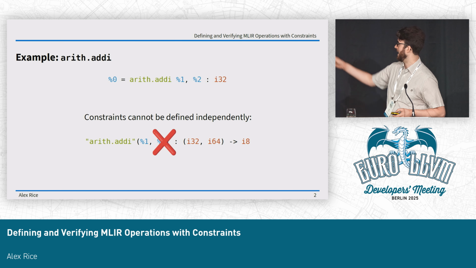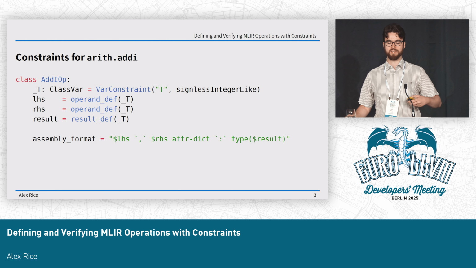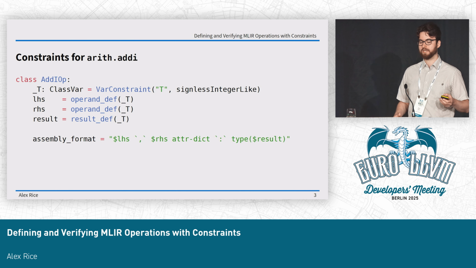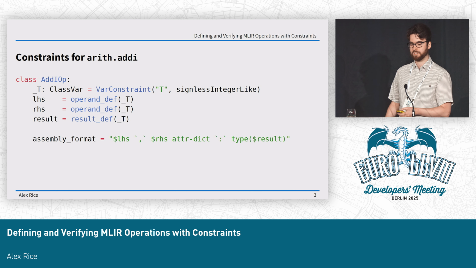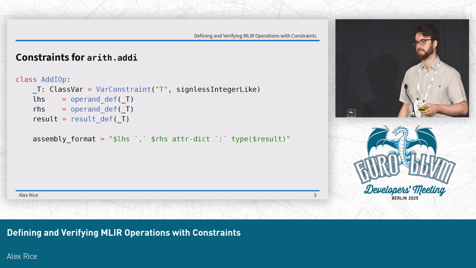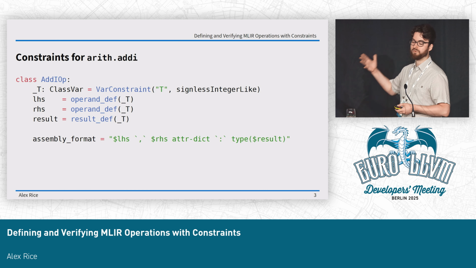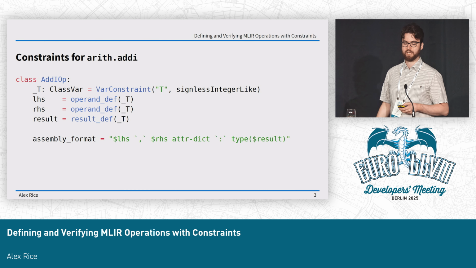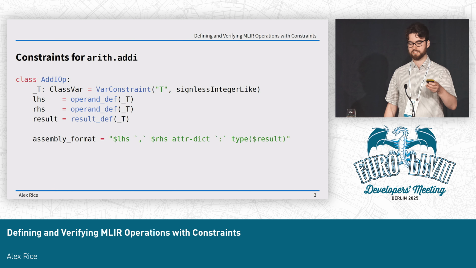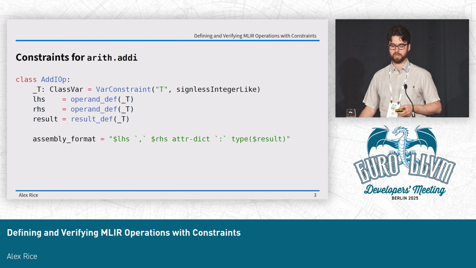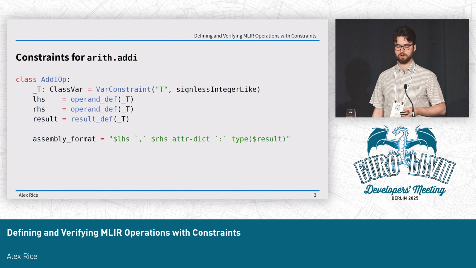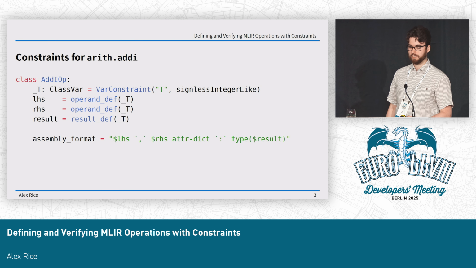This is how we're encoding this. This is a slightly pseudocodey Python way of how we're encoding this in xDSL. The key thing is that we have this var constraint. What this var constraint means is that whenever it's encountered, it should be the same thing. Here we have the left-hand side and right-hand side operands. They need to be this var constraint, and the result also needs to be the same var constraint. And then we can specify this assembly format.